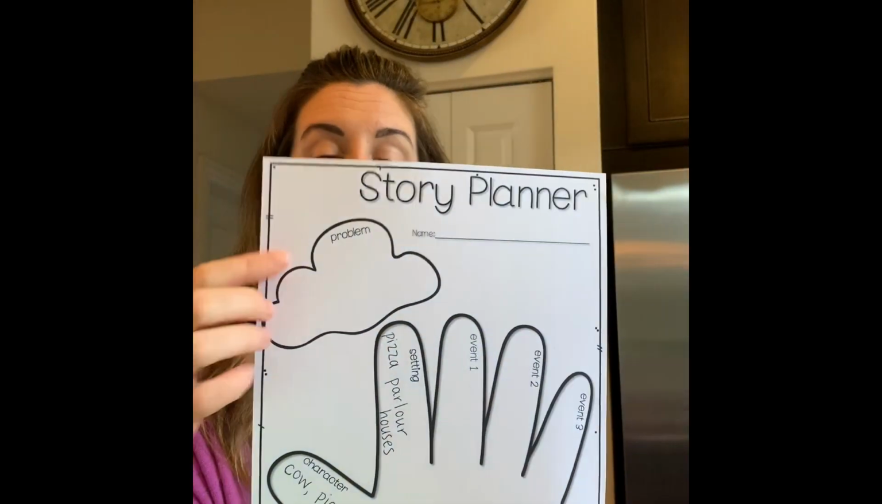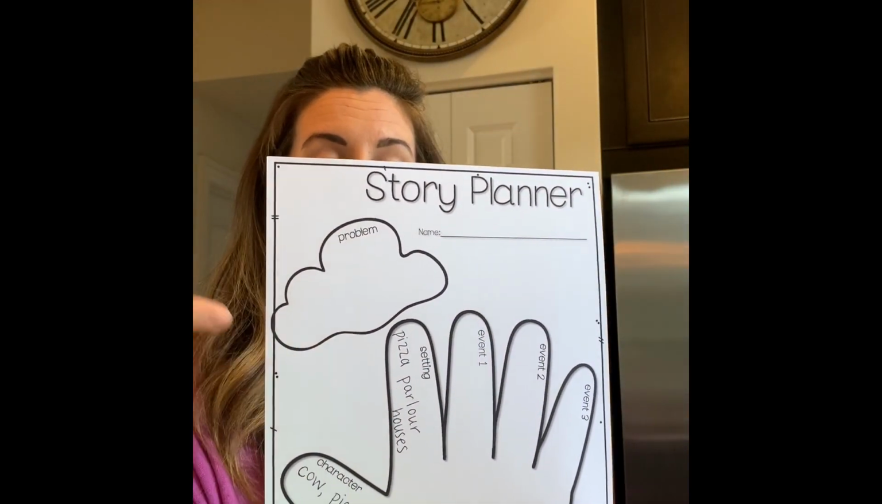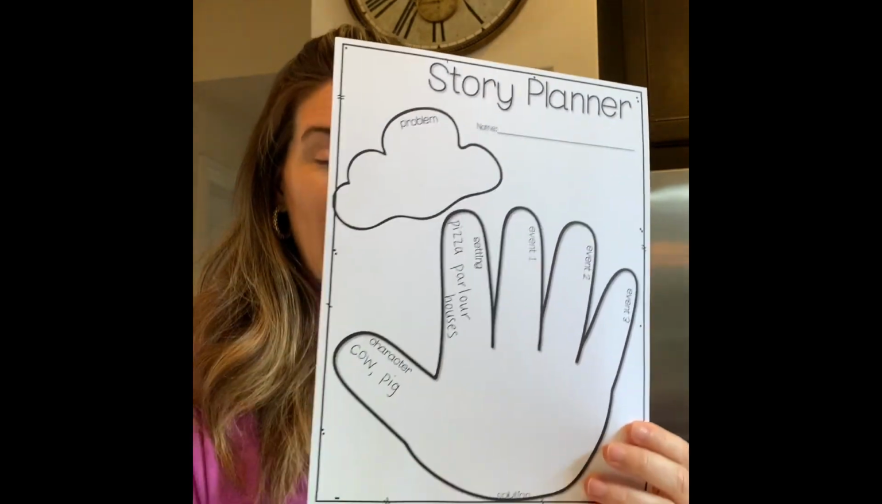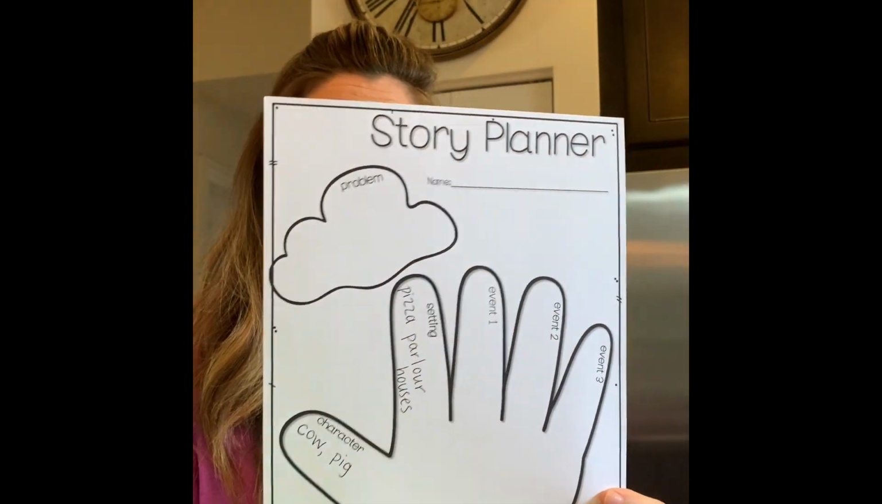Think about how you want your story to be interesting. And once you figure it out, you are going to write that down up here in the problem cloud. Now, I said that my problem was going to be that Matilda Moo has a thief in her life. This thief is going to steal some things from her. So I'm going to write that down for my problem.